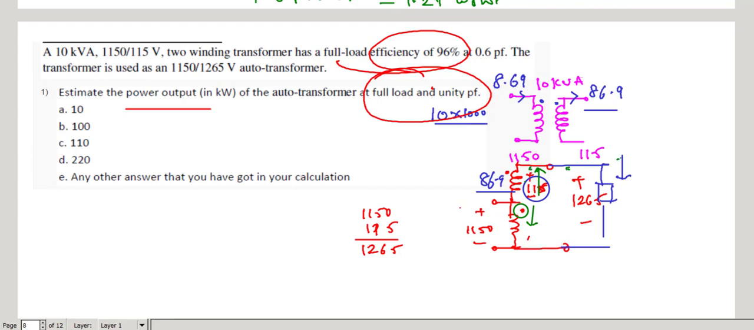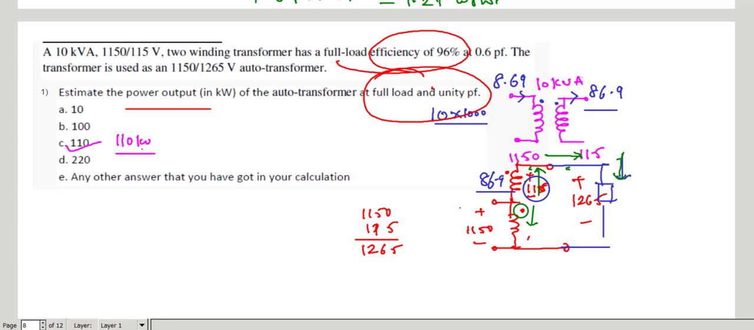So if you connect the load to this auto transformer, definitely the current flows through the load. If current flows through the load, the current direction is like this, the current leaves the dot. So what is the power output? 1265 into 86.9 equals 109.9, approximately 110 kVA. So this is actually the solution to this.